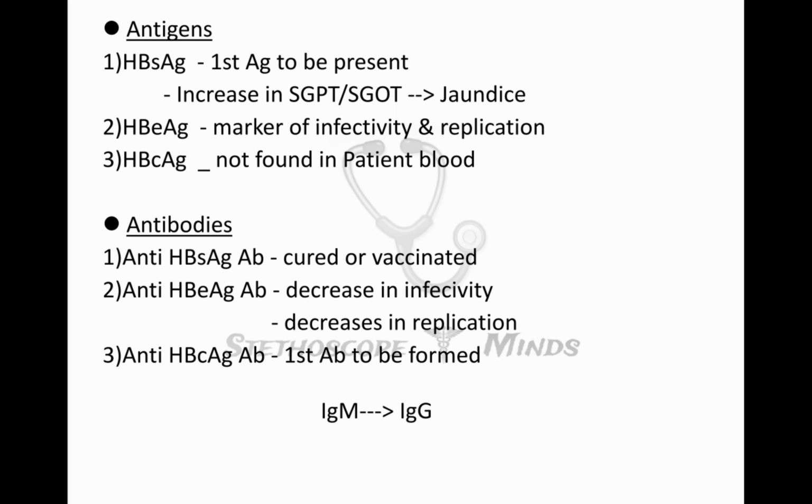Next, antibodies. Anti-HBsAg antibody can be found in cured or vaccinated persons. Next, anti-HBe antibody indicates a decrease in infectivity and replication, because the antibody is acting on the antigen. Next, anti-HBc antibody is the first antibody to be formed. As you know, the first antibody formed when we get infected is IgM. Later it is converted to IgG.